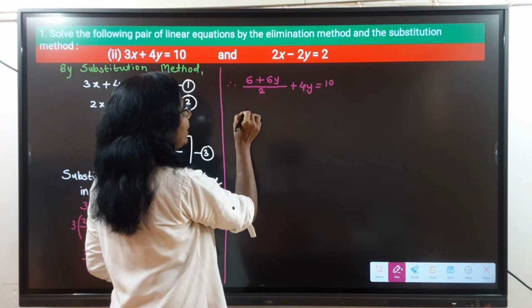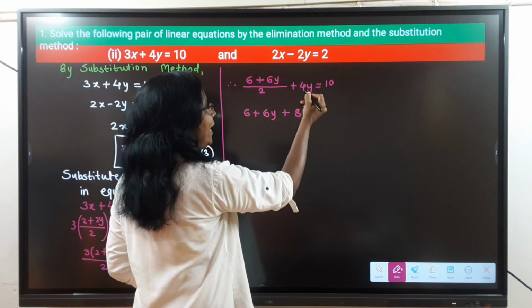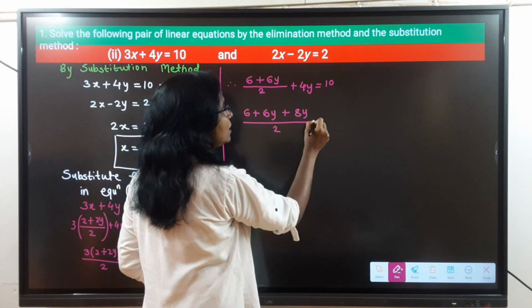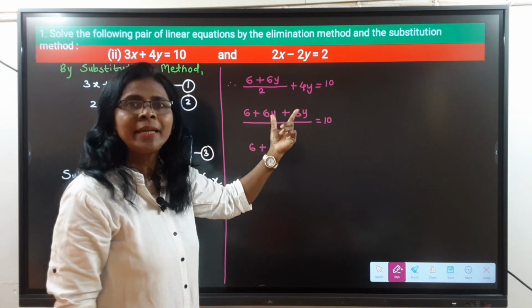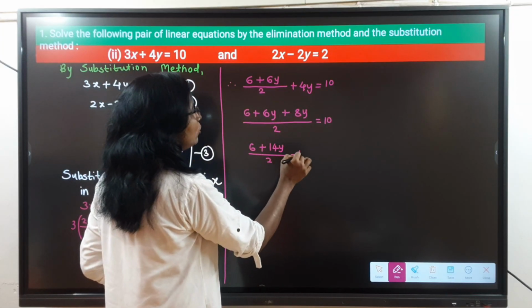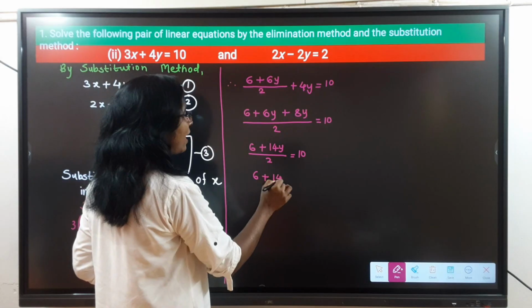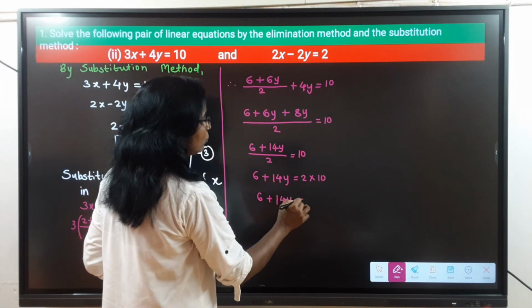So now cross multiply here. So 6 plus 6y plus 8y, 2 4s are 8, 8y, divided by 2 is equal to 10. Then here 6 plus 6y plus 8y, that means 14y divided by 2 is equal to 10. Then further 6 plus 14y is equal to 2 multiply 10. So 6 plus 14y is equal to 20.